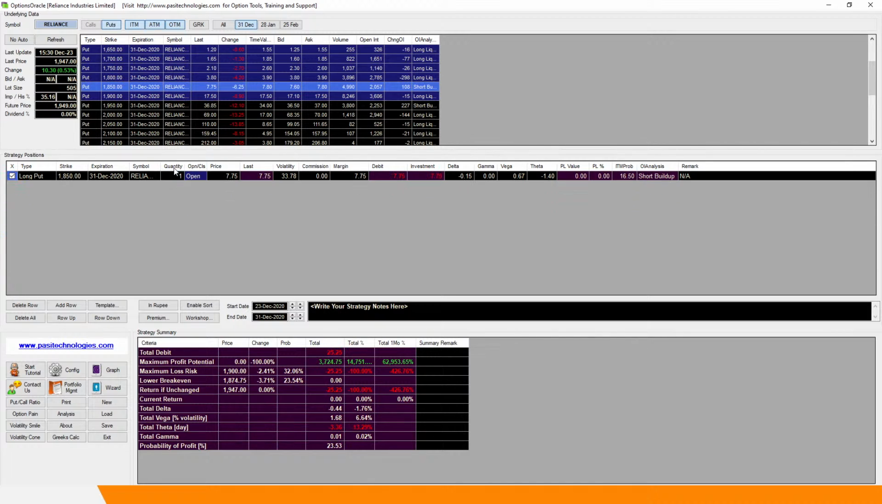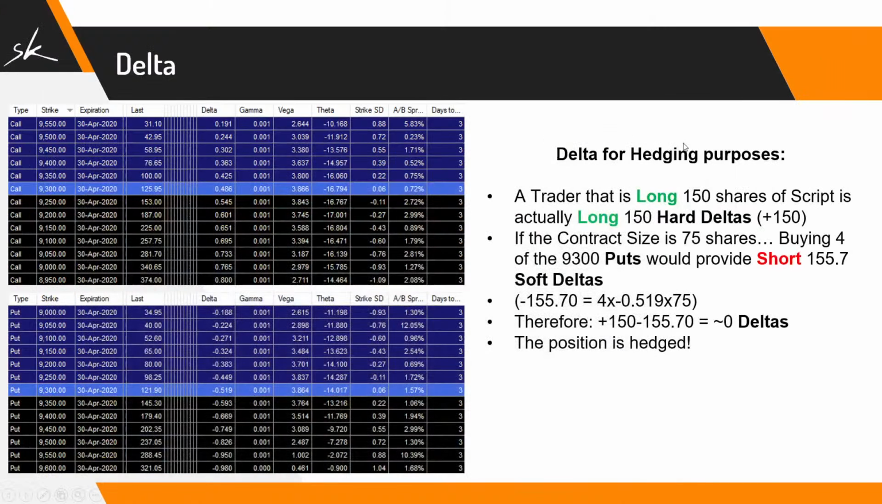All right, so that takes care of our delta, and we have covered the very first option Greek, which is delta. As we move ahead, we'll also be looking at other Greeks as well. And yes, this brings us to the end of today's session.